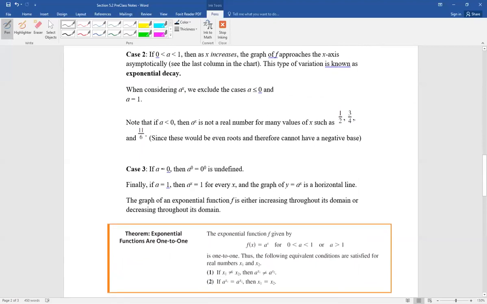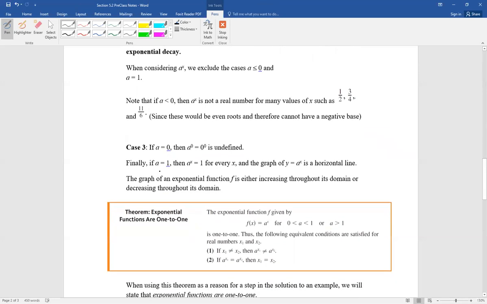And we talked about how if a is 0, then that doesn't make sense. So that's why our base has to be bigger than 1 or between 0 and 1. So 0 to the 0 power is undefined. And if a was 1, then we said that it's always 1 and it's a horizontal line. So these cases, case 3, are just two special cases that don't really apply here.